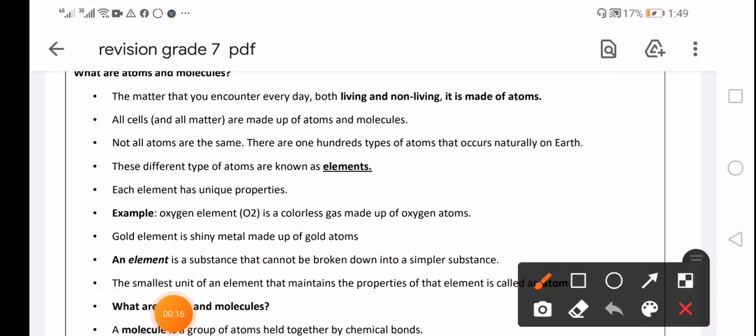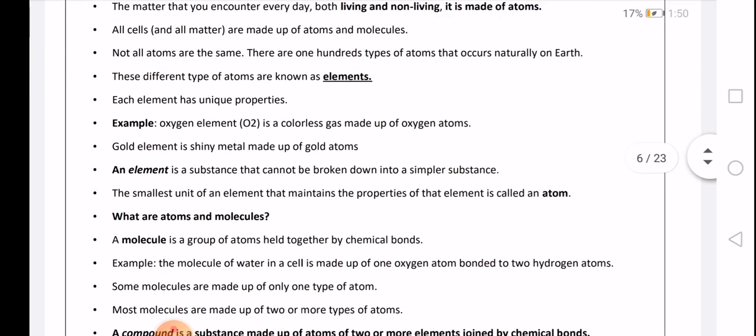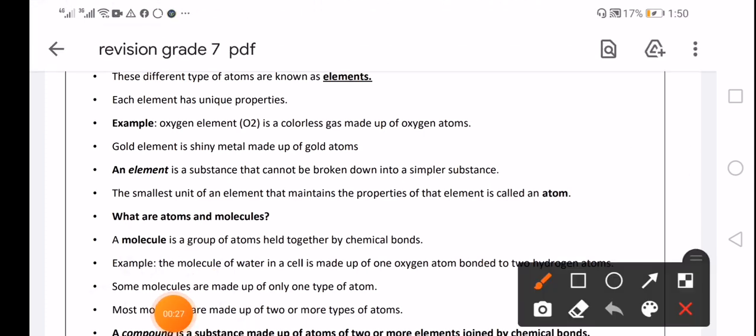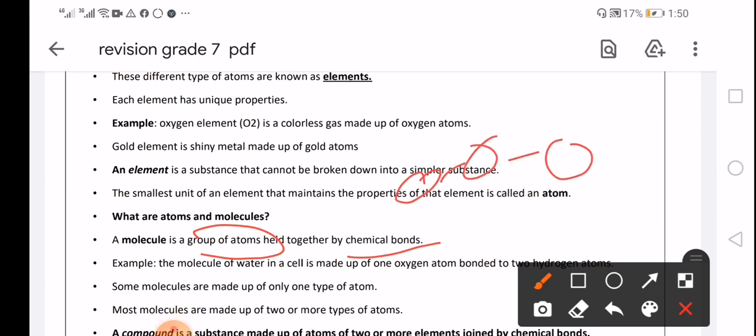What's meant by an element? An element is a substance that cannot be broken down into simpler substances. What's meant by molecules? A molecule is a group of atoms held together by chemical bonds, atoms held by another atom and so on. This is a molecule.